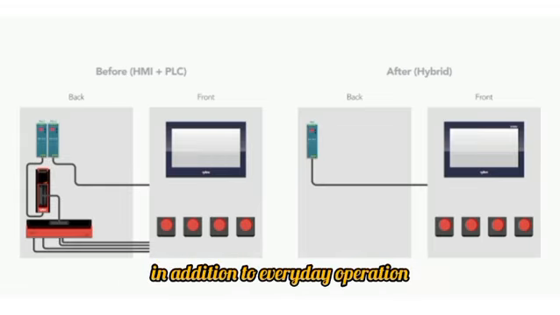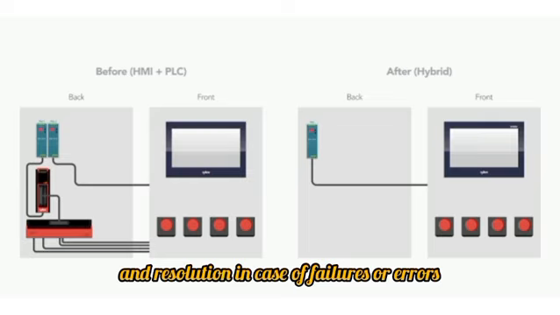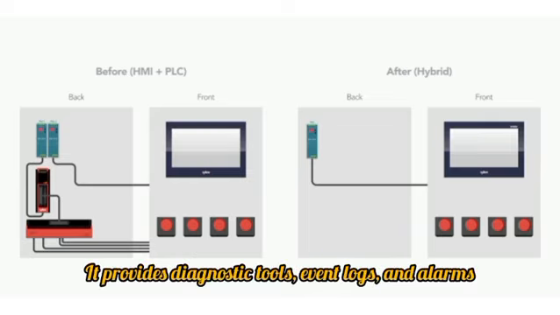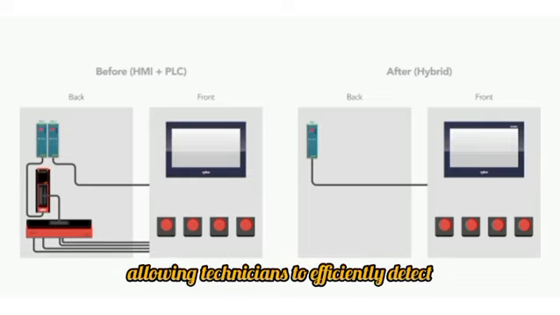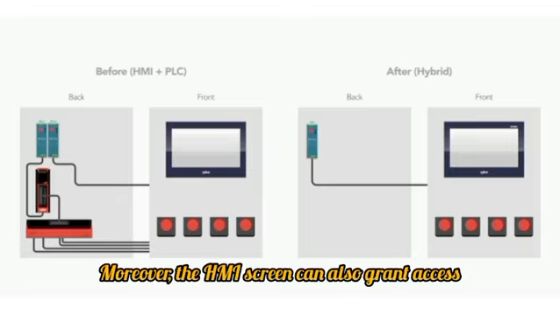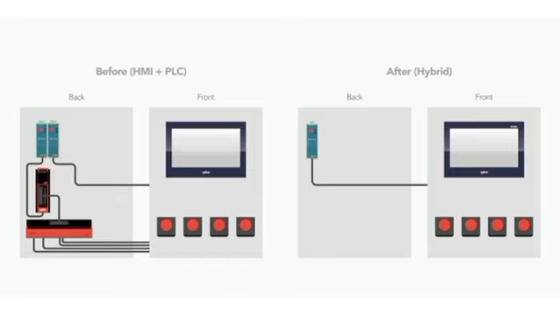Diagnosis and maintenance. In addition to everyday operation, the HMI facilitates problem identification and resolution in case of failures or errors. It provides diagnostic tools, event logs, and alarms, allowing technicians to efficiently detect and resolve issues. Moreover, the HMI screen can also grant access to user manuals and relevant technical documentation.